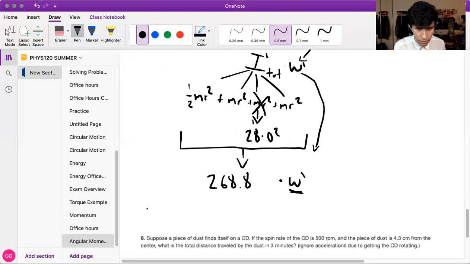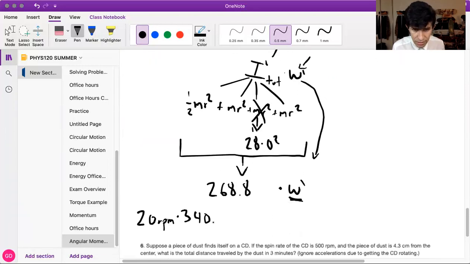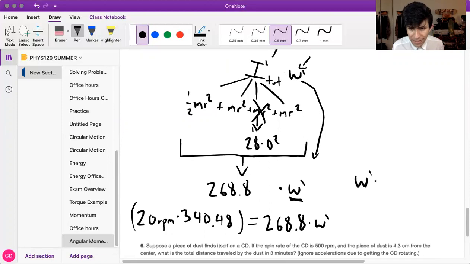So we're gonna have 20 RPM times 340.48, all of that is equal to 268.8 times omega squared. Now we divide that to the other side and we end up getting omega prime is equal to, so now I'm gonna plug that into my calculator.